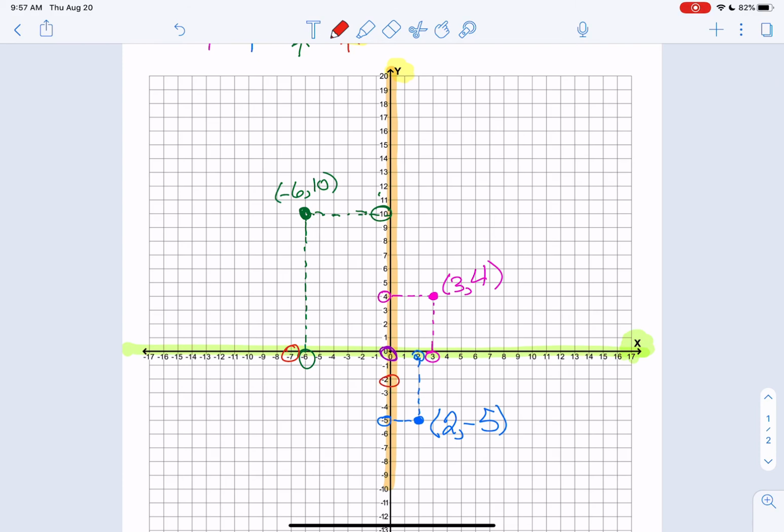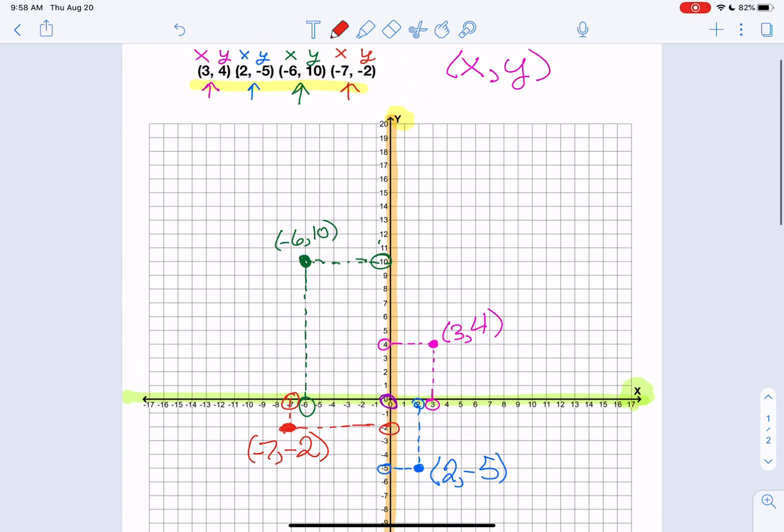We follow the lines where they meet, and that's where you place your dots. So this is going to be (-7, -2). Okay? And that's how you plot points, whether the X and Y are both positive, or if one's negative and one's positive, or if they're both negative.